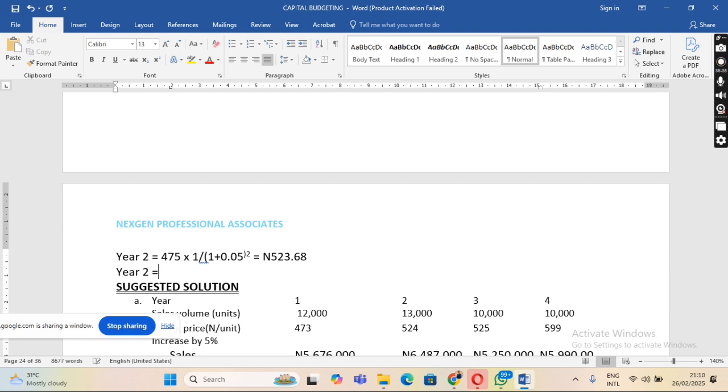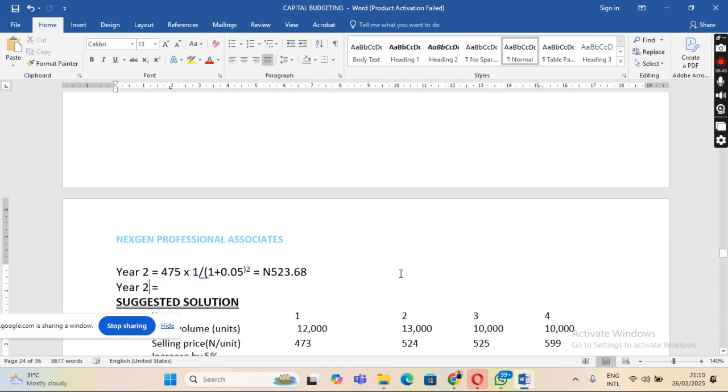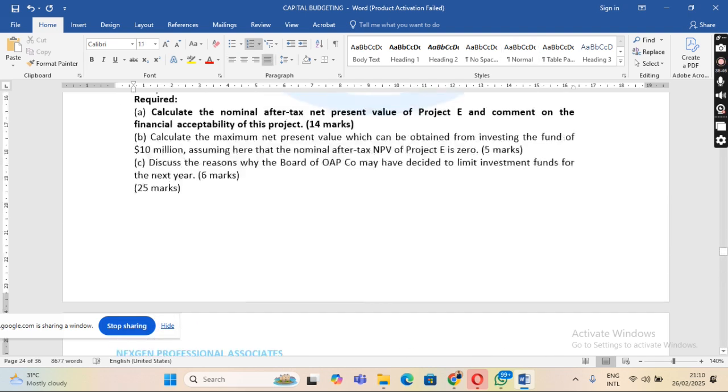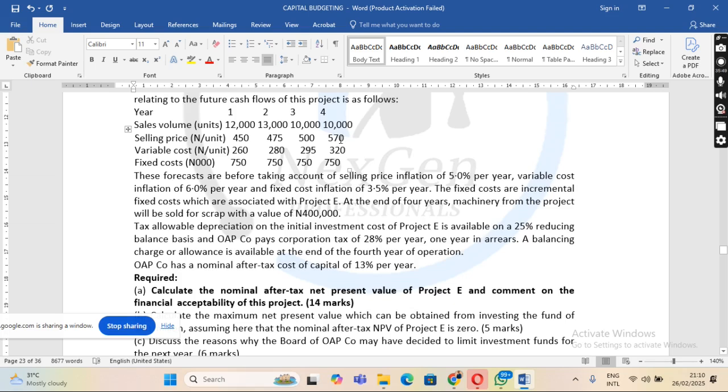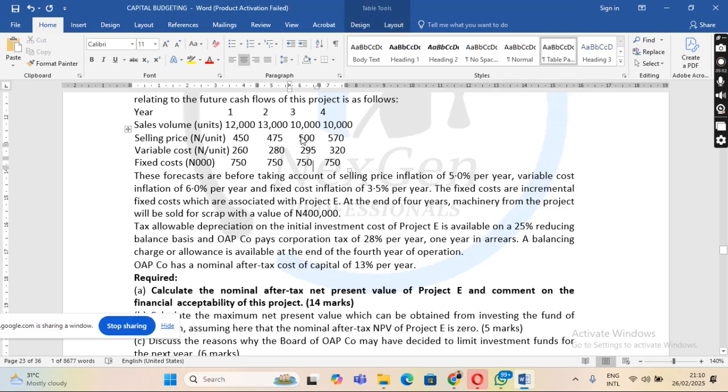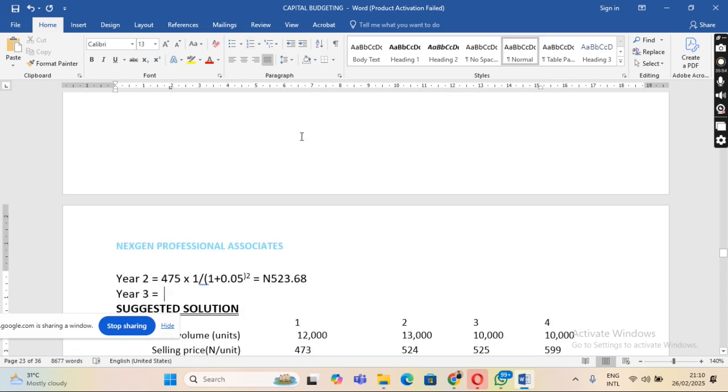Madam Linda, are you still with us? Yes, sir. Okay. You can see I've given two different scenarios. So year 3, you can see the selling price for year 3 is 500. So we can have 500 times this raised to the power of 3 to become cumulative. Raised to the power of 3, right?